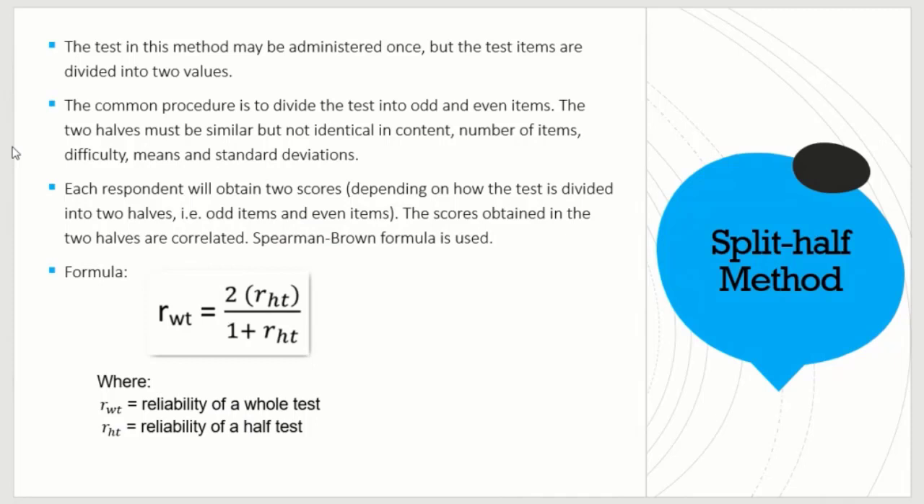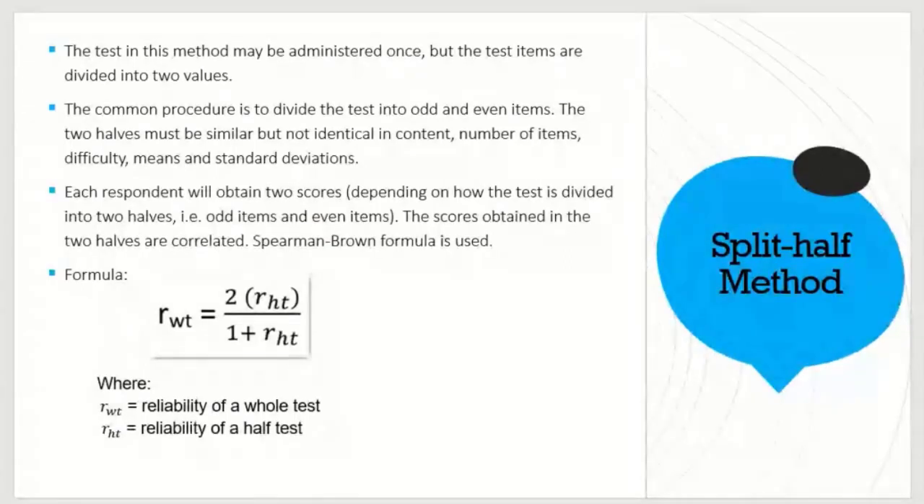The 2 halves must be similar but not identical in content, number of items, difficulty, means, and standard deviations. Each respondent will obtain 2 scores, okay? And depending on how the test is divided into 2 halves, that is to say odd items and even items, the scores obtained in the 2 halves are correlated. The Spearman-Brown formula is used. If you can still remember yesterday, in the test-retest method, we used the Spearman rho formula. But this time around, you're going to use the Spearman-Brown formula.